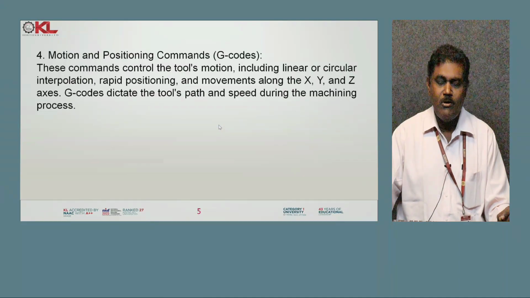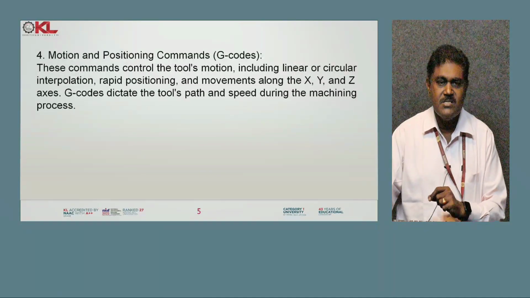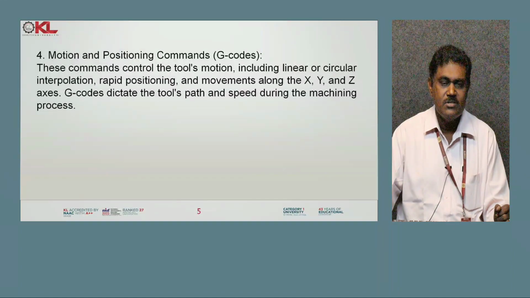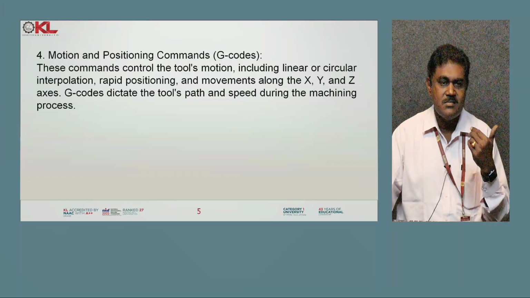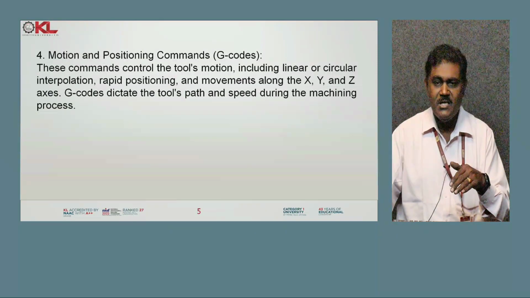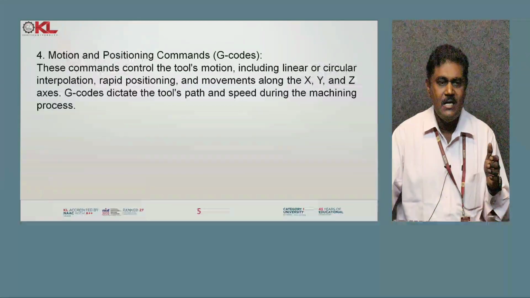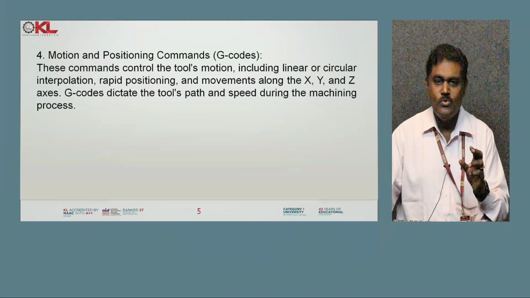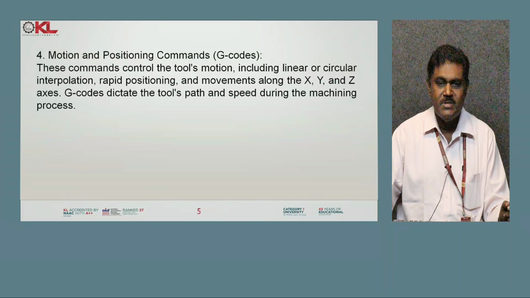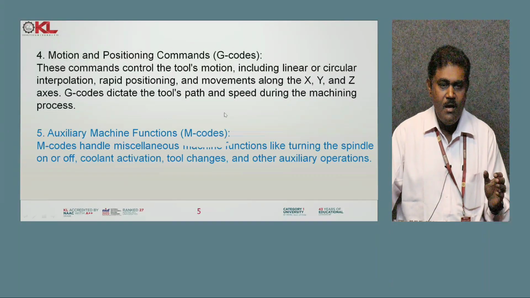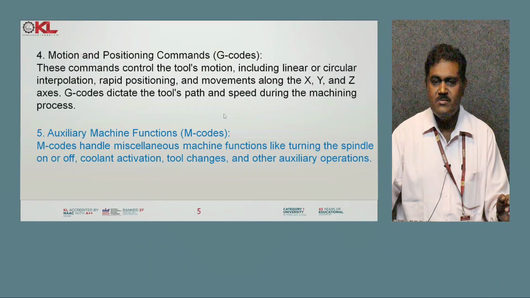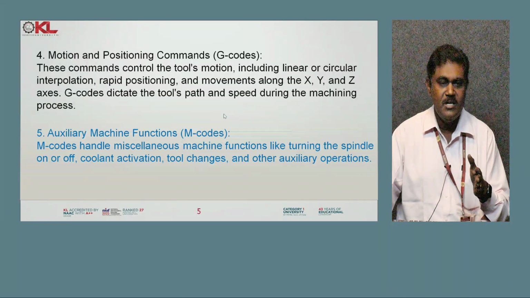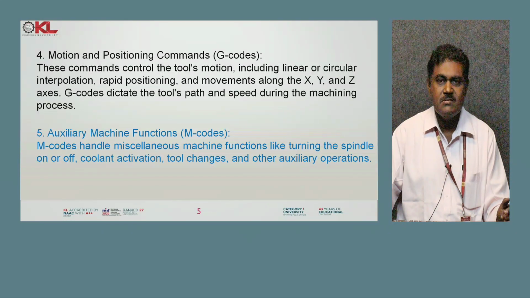The motion and positioning commands, that is mainly the preparatory functions and miscellaneous functions, the G codes and M codes we are using. These commands control the tool's position, including linear or circular interpolation, rapid positioning, and movements along the X, Y, and Z axis. G codes dictate the tool's path and speed during the machining process. Auxiliary machine function, that is M codes. M codes handle miscellaneous machine functions like turning the spindle on and off, coolant activation, tool changes, and other auxiliary operations.